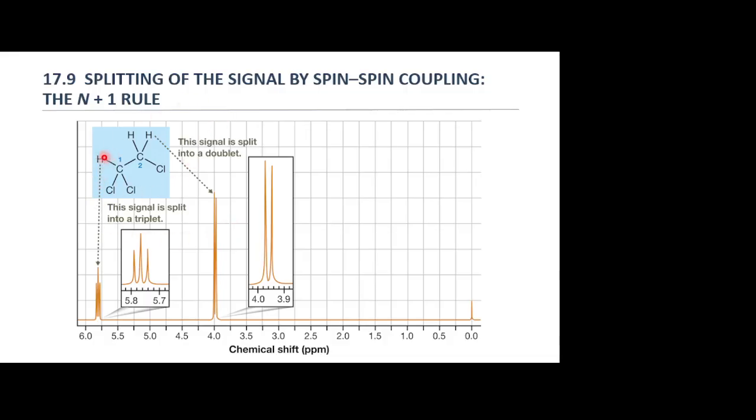This one right here is experiencing 2 hydrogens next to it, isn't it? And so 2 plus 1 is 3. And so what the N plus 1 rule is, it's always the hydrogens that are next to it. Okay? So a set of hydrogens experiences the hydrogens nearby on the next carbon over.